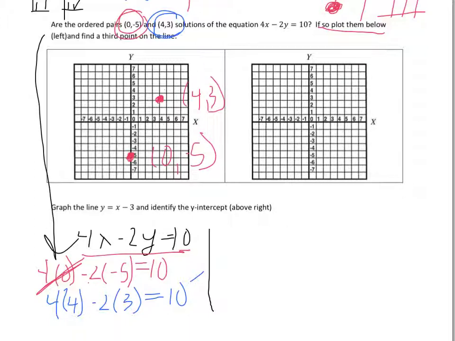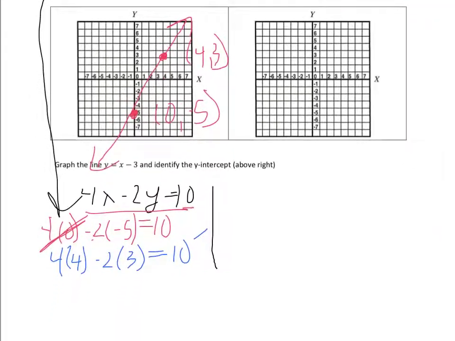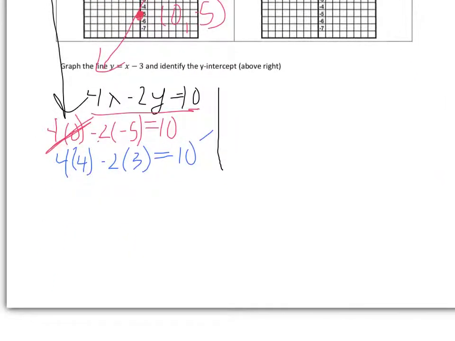So once we have these 2 points, we can draw the line that goes through them, and that's that. Now, it says here we want to find a third point on the line. So one way we can do that is by this. We can make a little t-table here. We have our x, we have our y.